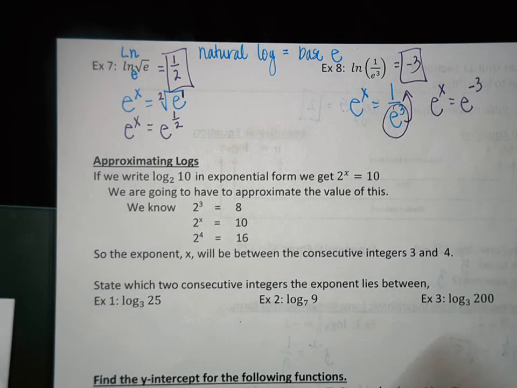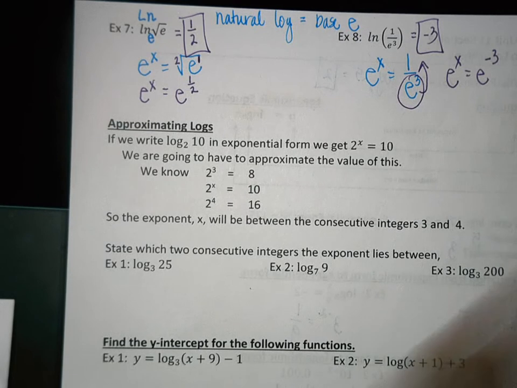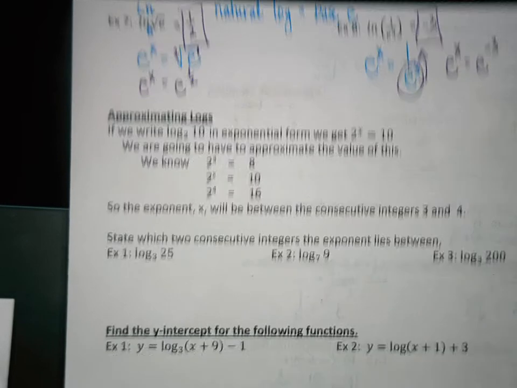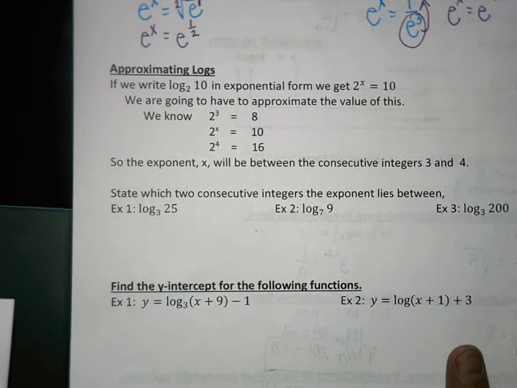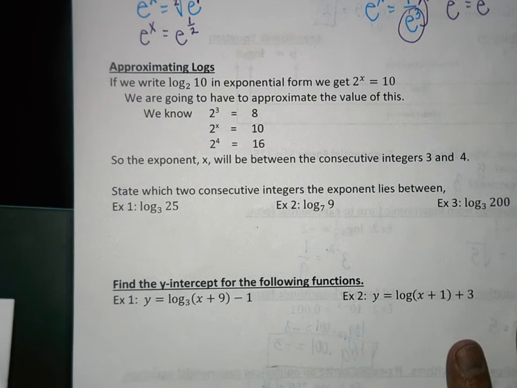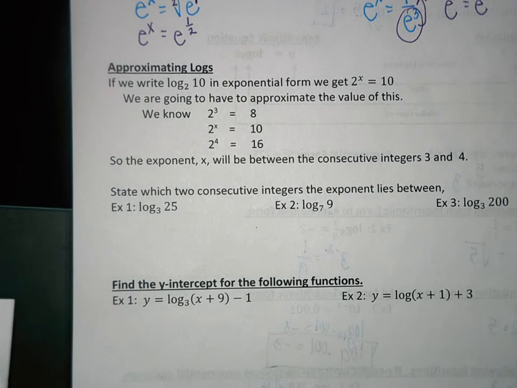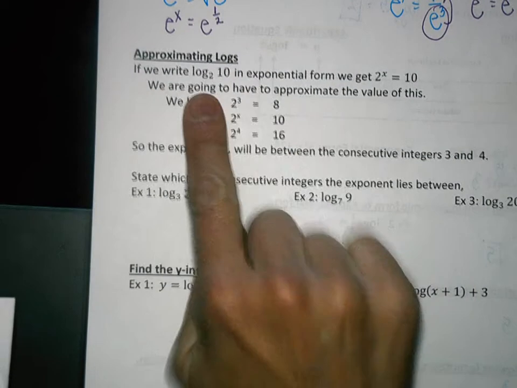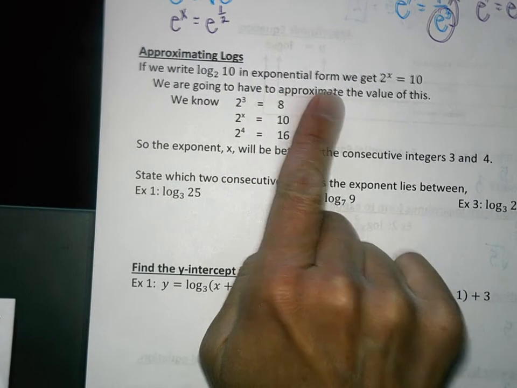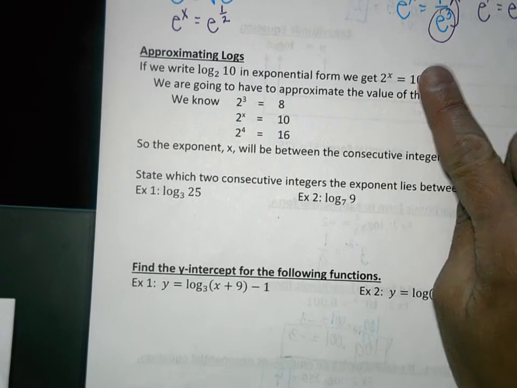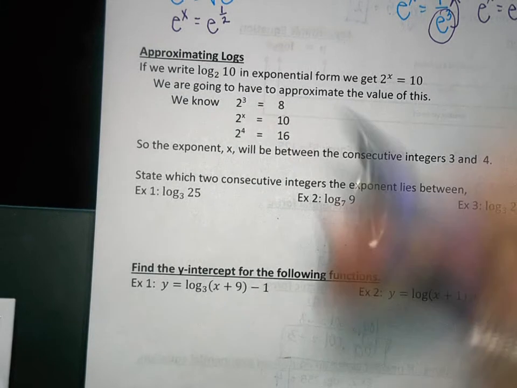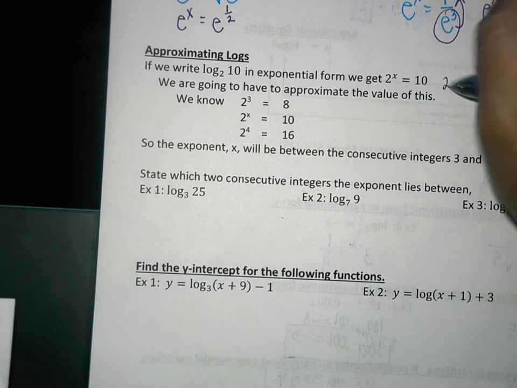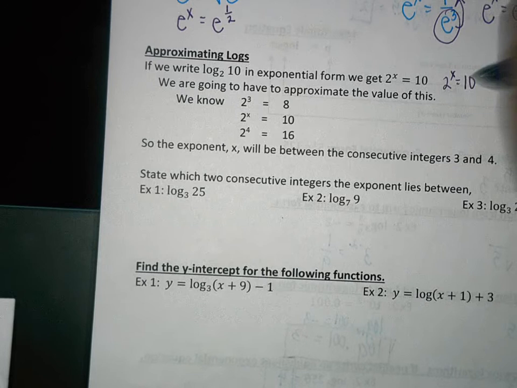There will be a time when we might get a question and there isn't an exact answer, but we can approximate. And so we're going to talk about approximating logs here for just a minute. If we write log base 2 of 10 in exponential form, we get 2 to the x equals 10. So right here it's saying 2 to what power equals 10.